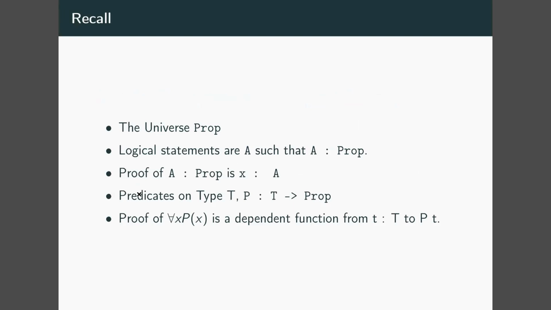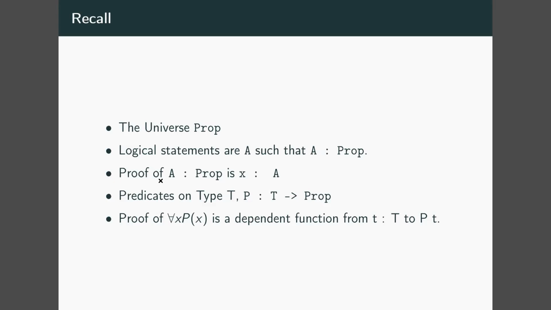Just recall, we had this universe Prop, and this universe consists of all mathematical propositions or logical statements that we want to make about the world. Logical statements live inside this universe Prop, and you write it as A : Prop. You can think of Prop also as a type in some sense. Recall that if you want to prove A, which is a Prop, you have to produce an element x of type A.